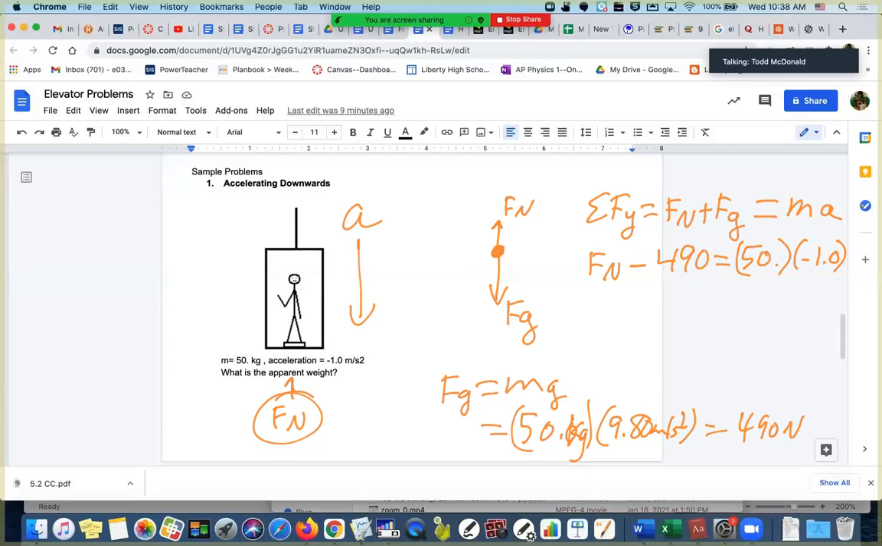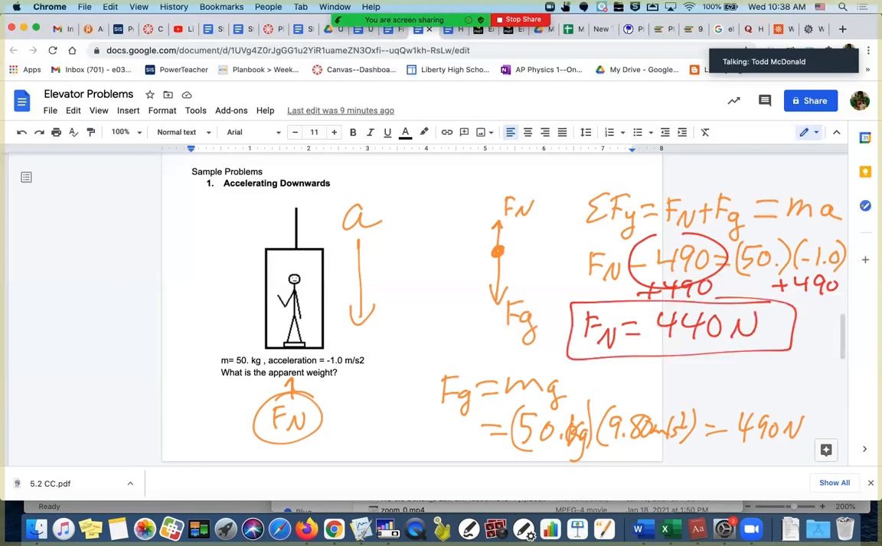Okay, now I want to get Fn by itself. So what do I need to do? I need to add 490 to this side and add 490 to that side to get this term to go over to the other side, right? So when I punch this into a calculator, it's positive 490 minus, if you look here, 50 times negative 1.0. So minus 50, you're going to end up with 440 newtons as the normal force.